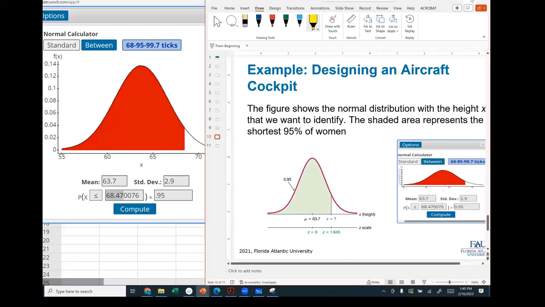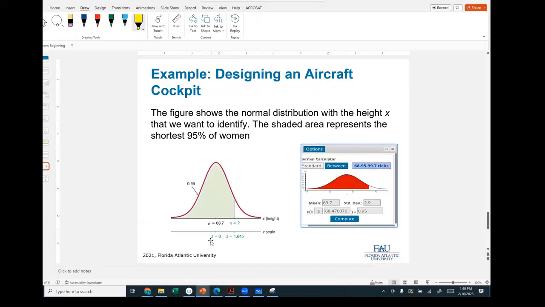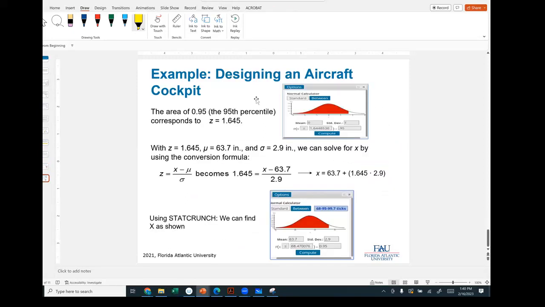Oh, 68.47, and 68.47. It's right there. We could have converted it to a z-score, and then we could have found it, but why, right?